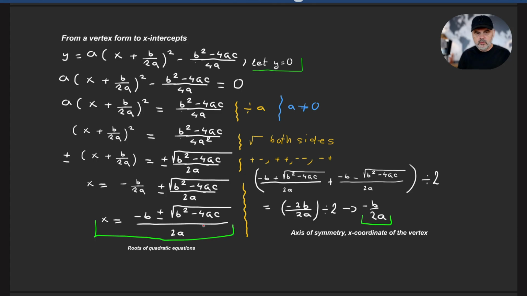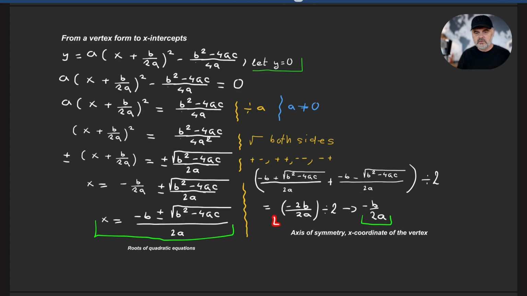So when you want to find the average between those roots, you add them together and then divide by 2. The x-intercepts' average gives you the location of the x coordinate of the vertex, which is the location of the axis of symmetry.